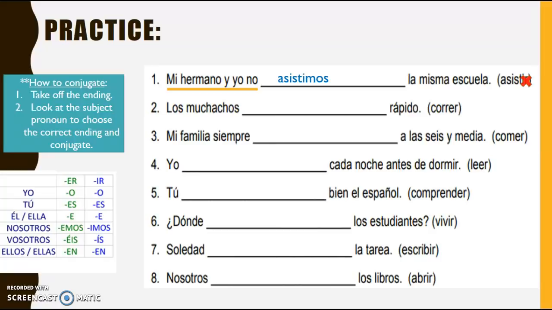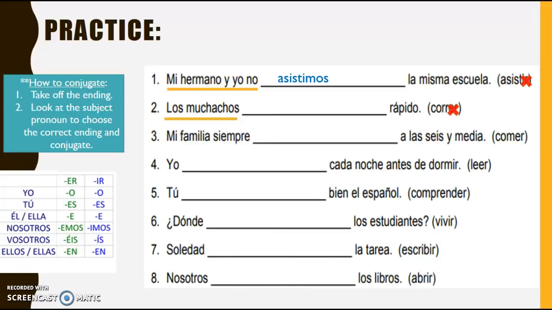Okay, so I need to first, step one, take off my ending. It's an ER verb, so I'm getting rid of ER. I'm left with cor, and then I need to find my subject. This time the subject is los muchachos, the boys. So remember that we need to figure out what it is if it's not just yo to él, ella. So in this case, since it's the boys, it's a plural group of boys, we're going to use the ellos form because that would be the word for they.